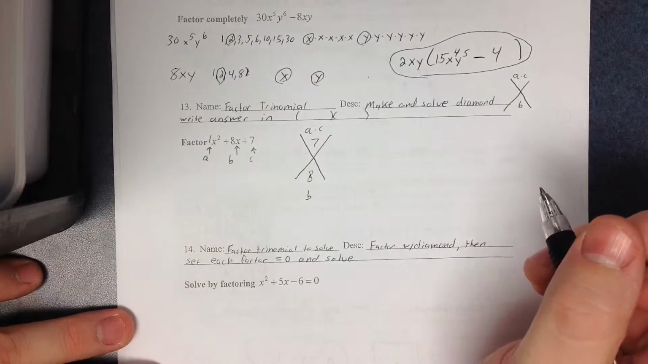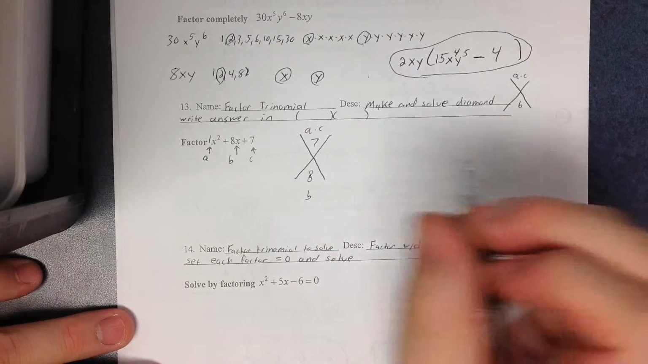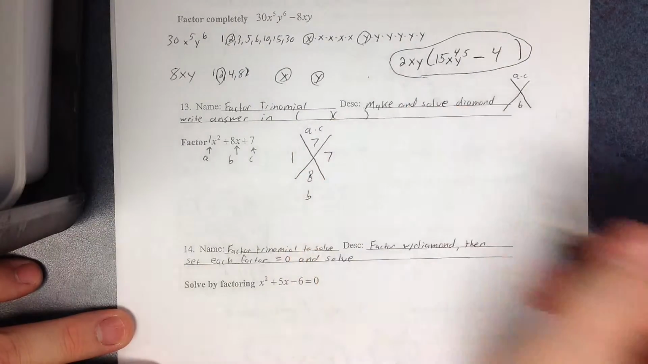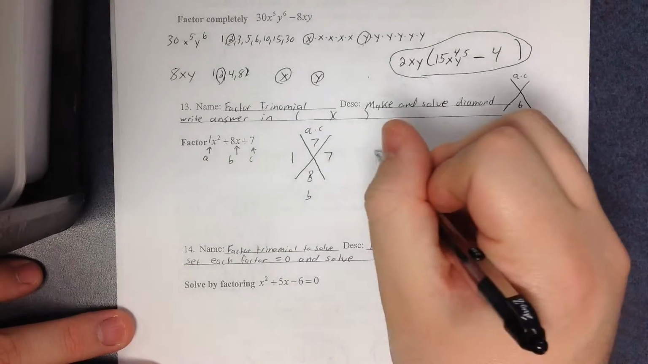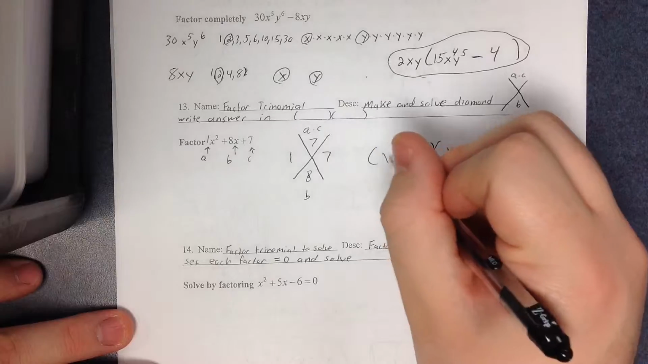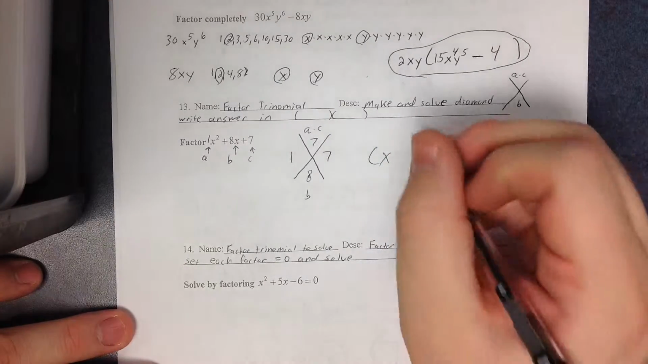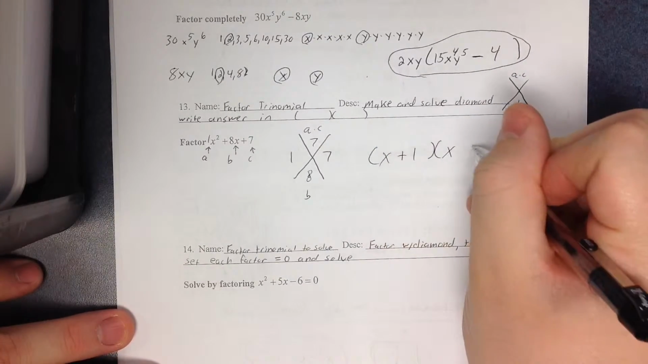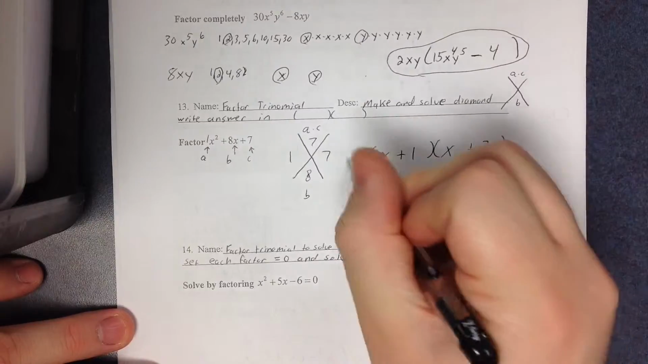Now you really only have one possibility of what multiplies to get 7, and that's just 1 and 7, and that also adds up to 8. So I can write my answer. I know it's x and x because it's x squared. Then plus 1 plus 7.